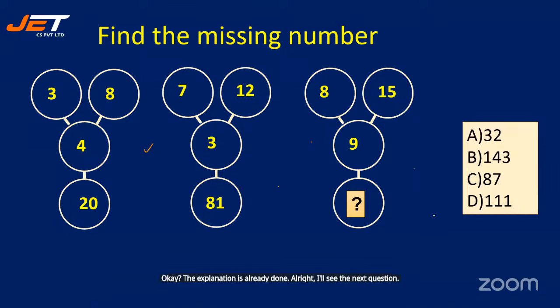We have 3, 8, 4, 20. Next is 7, 12, 3, and 81. Next is 8, 15, 9, and dash. All right. So don't take more than 2 minutes to get the answer. So I'm sure you all can do it.